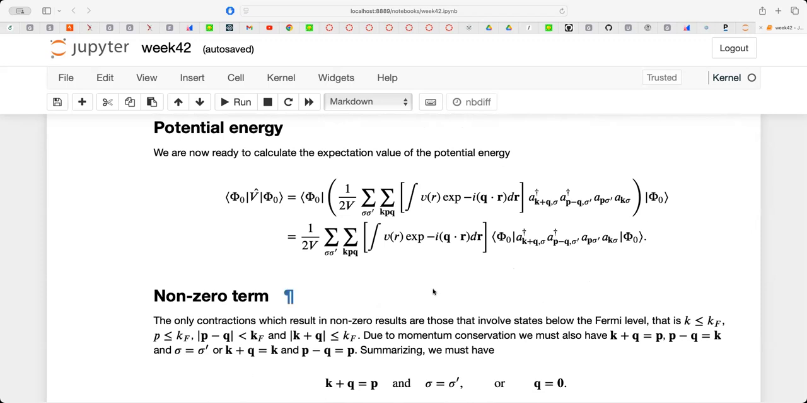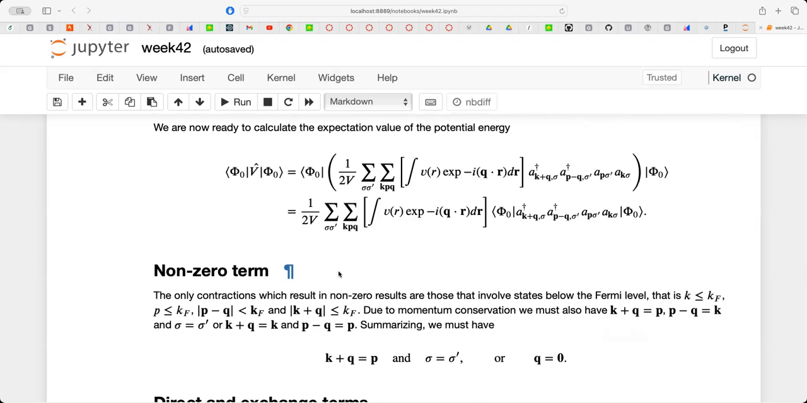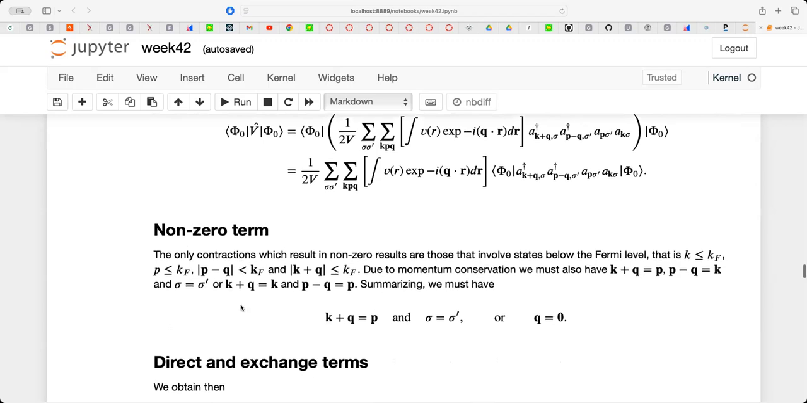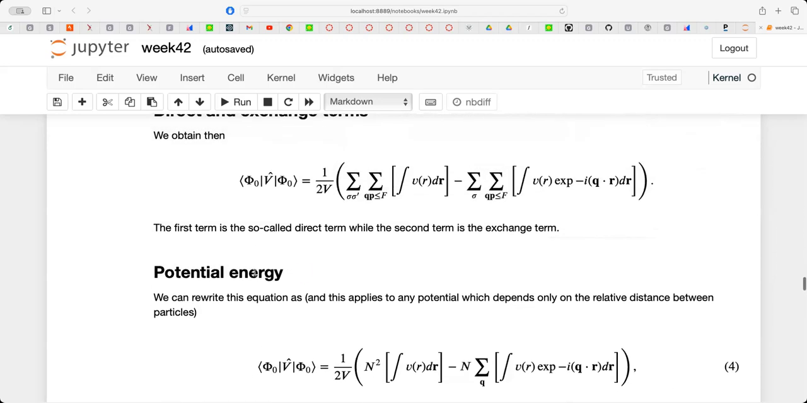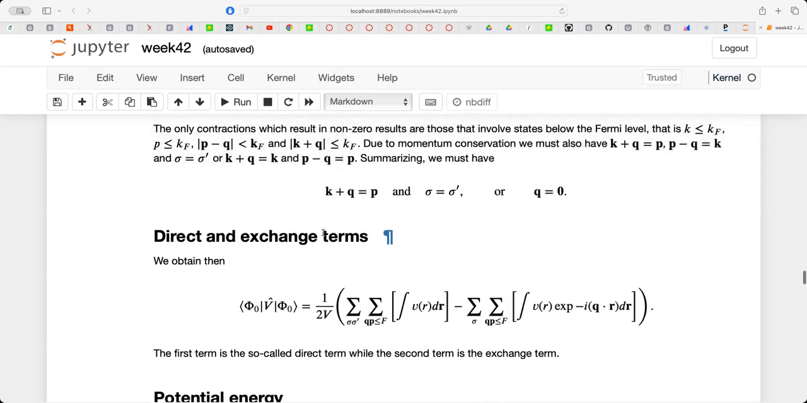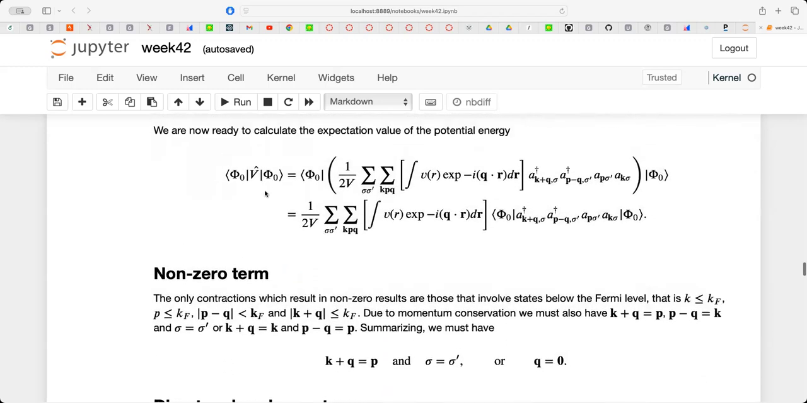But the thing which is important here is that the only set of contractions which you can run, which result in non-zero results, are those which involve states below the Fermi level, by obvious reasons, because here you annihilate states below the Fermi level, and when you create a new state, it has to be below the Fermi level. And that puts some constraints on the type of values for the momenta which you can have. And then we are going to rewrite this one in terms of a specific term here. So let's now look at what this term here gives us.